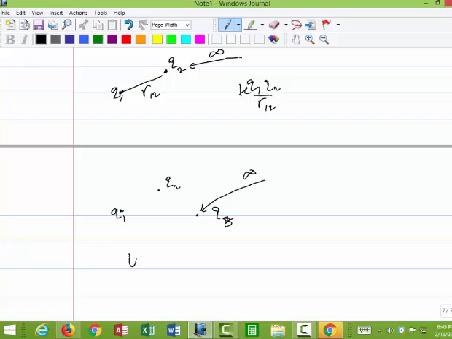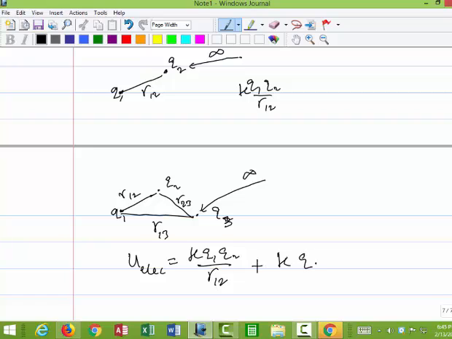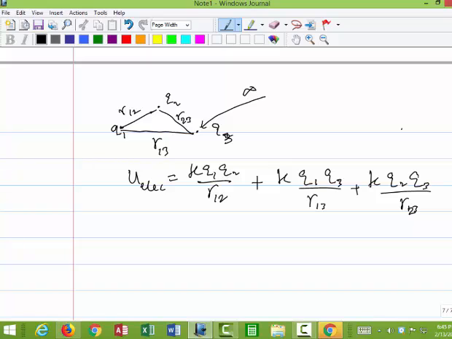The electric potential energy would then be K Q1 Q2 over R12. This is R12, then I'm going to have R13, and I'm going to have R23. So I have to include K Q1 Q3 over R13, and I'm going to add K Q2 Q3 over R23. So they all interact with Q3, and they all interact with each other, as you can see. So I can now put this together.